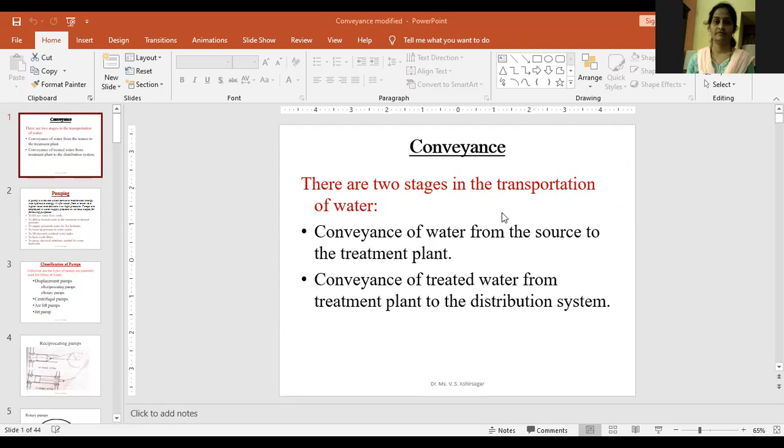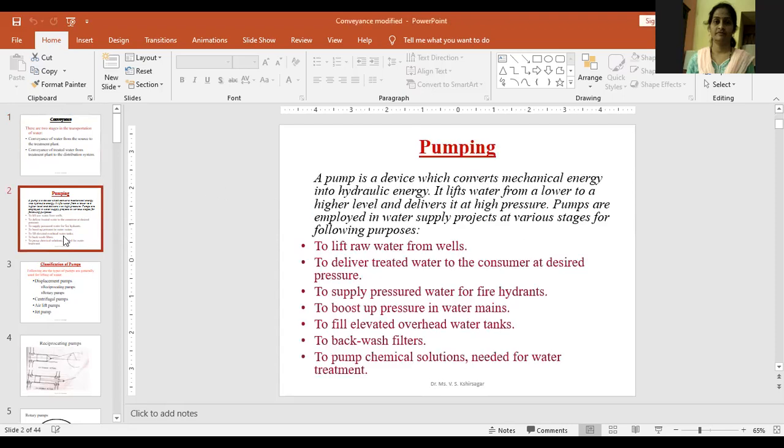Okay, so this is called the conveyance of water. By gravity, by open channel or by closed conduit, we can allow the water to flow. Simple, by gravity. But if it is pumping, in that case, we need to study in detail. So here we are going to study what pumping is.